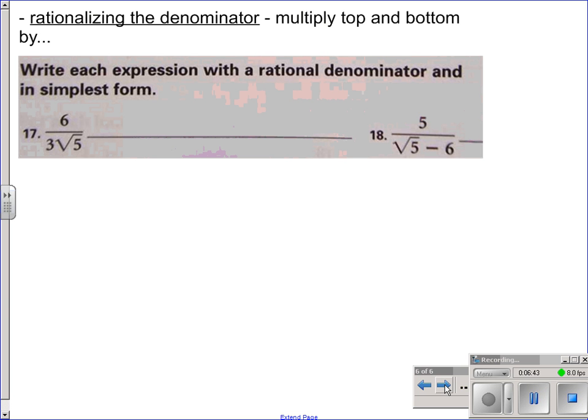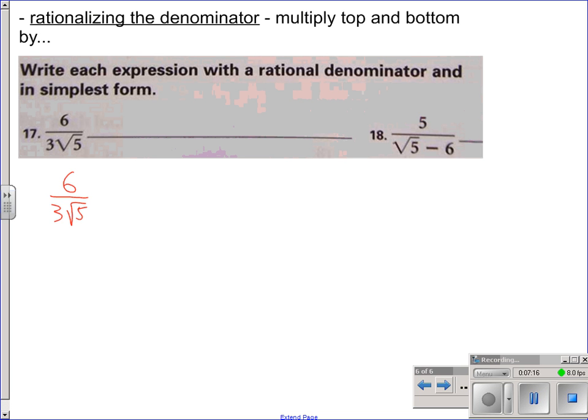All right, the last bit for this section is rationalizing the denominator. You look at these two examples. It's considered poor mathematics. It's not proper mathematics to leave a square root in a denominator. And so proper mathematics says you got to get rid of it. So depending on what your denominator is, if there's a square root in it, you need to do something. For this first example, number 17, we have 6 over 3 square root 5.